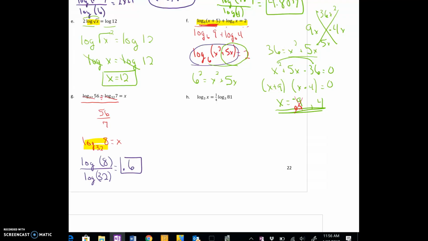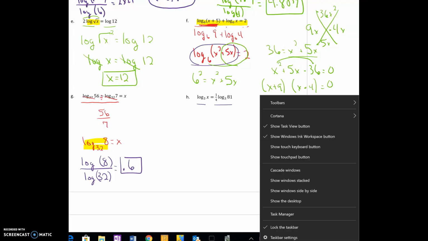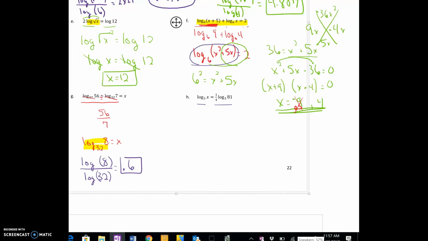All right, moving on to the next problem. So again, a little different than the one above, f. It's more similar to the one with e in the fact that I have a log on the left side, a log on the right side. So I want it to just be a log equals a log, which means I'm going to deal with this 1/4. It's going to go back as an exponent.